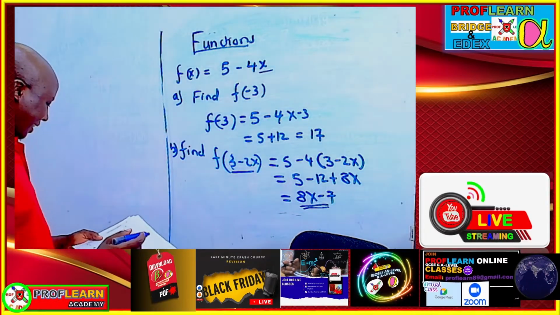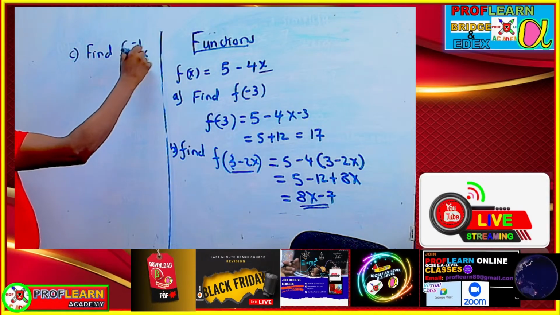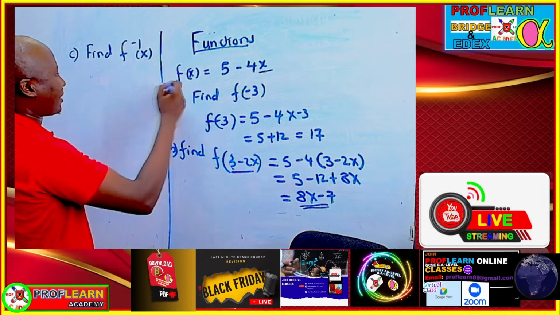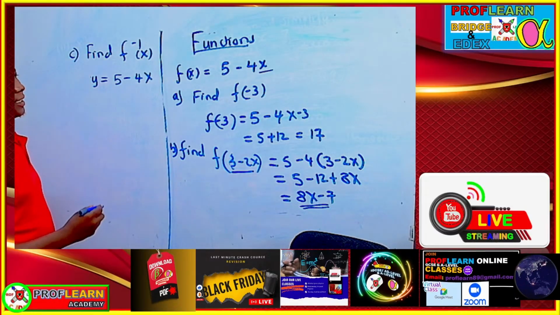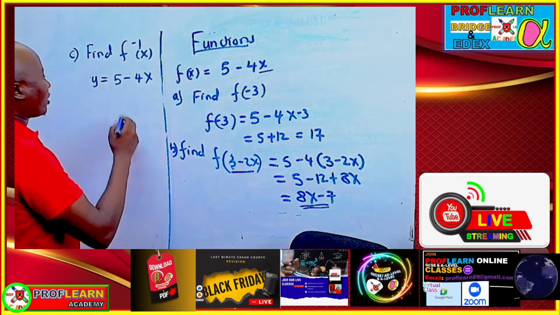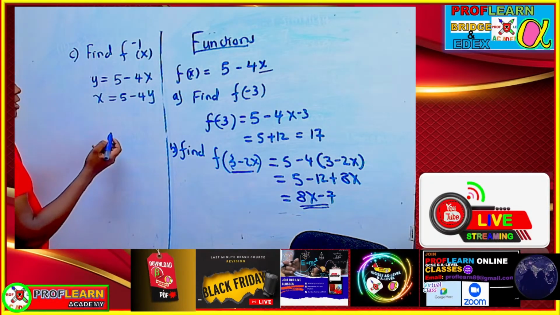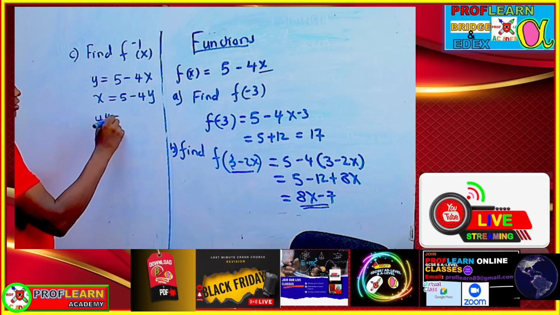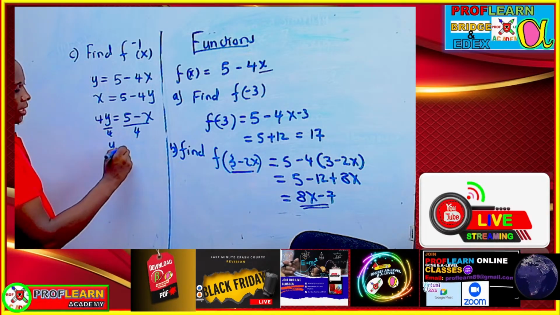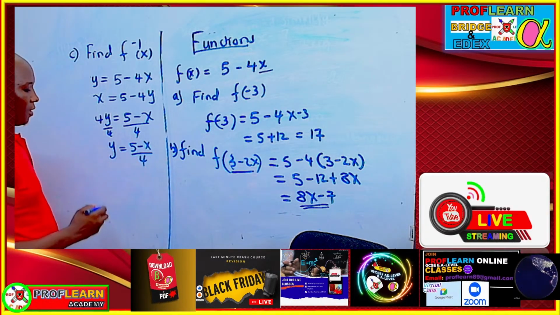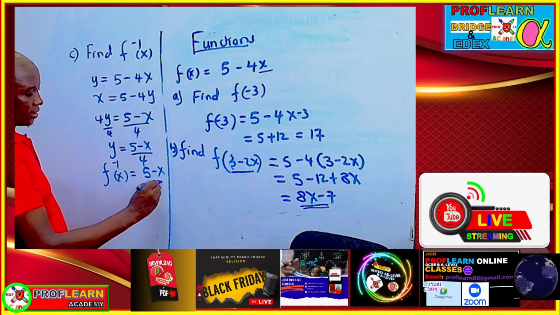Then part C, candidates were asked to find f inverse of x. How do you do that? So you start by relating that f of x is y is equal to 5 minus 4x, and then once you have gotten that, you are going to switch x and y. Where you have y, you write x is equal to 5 minus 4y. Then you make y the subject of the formula, so it will be 4y is equal to 5 minus x. Then divide by 4, y is equal to (5 minus x) over 4. And then f inverse of x, which is the inverse function, is (5 minus x) over 4.